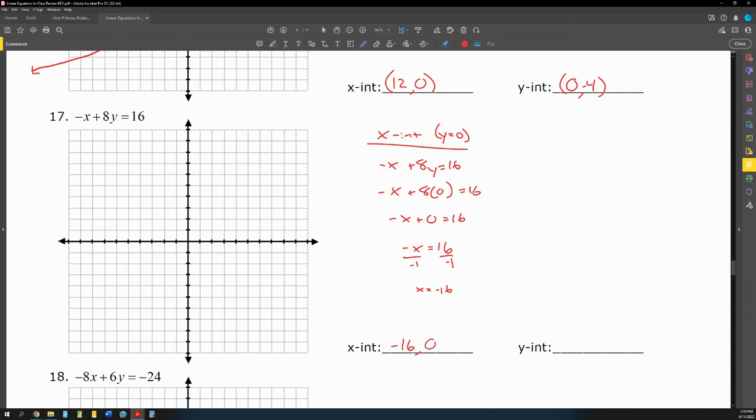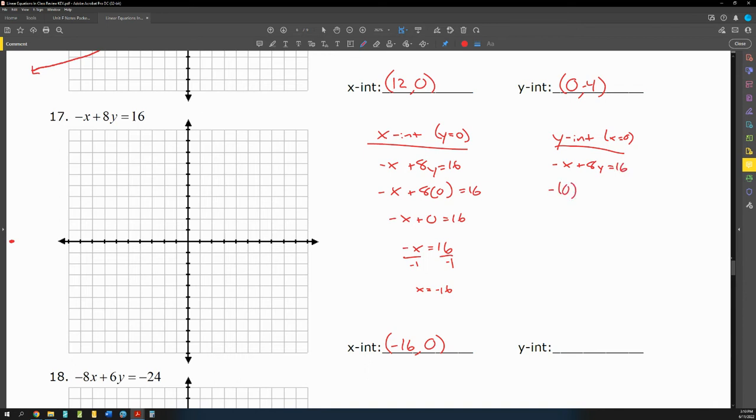So our x-intercept, again, is off the grid. We can approximate it's way out there, (negative 16, 0). Now the y-intercept is where x is equal to 0. So we'll plug in 0 for x. So again, I'm just rewriting the equation. Negative x plus 8y equals 16.